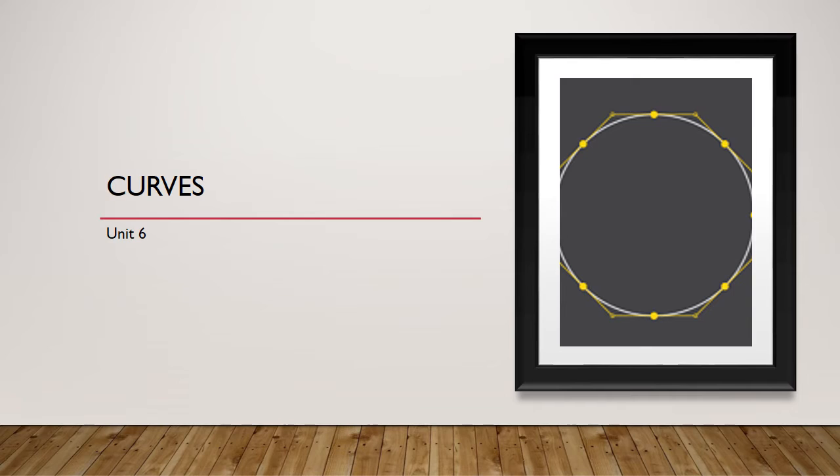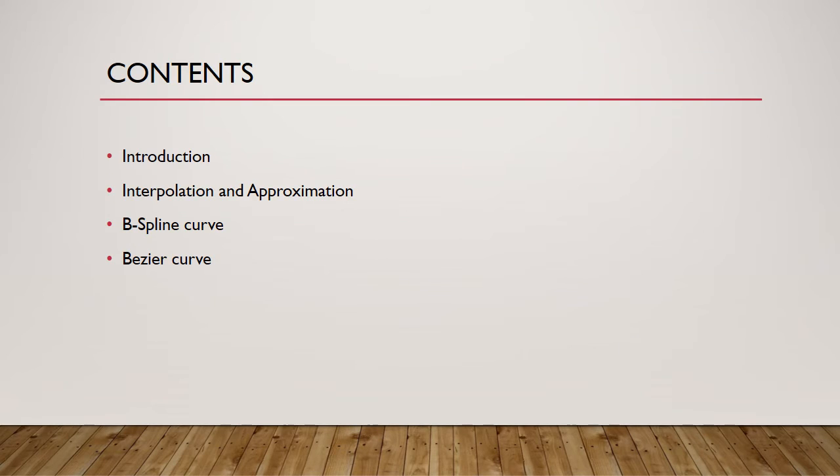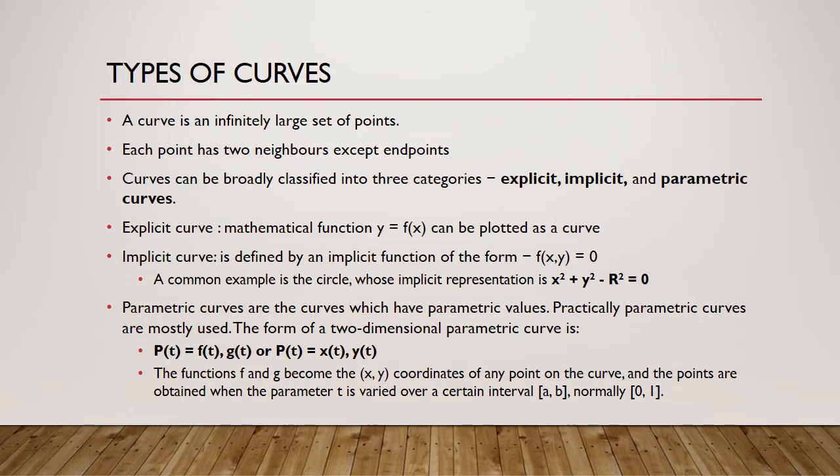Now coming to the next topic, curves. We have to know what the interpolation and approximation curves are, and in that we are going to study two kinds of curves: B-spline curve and Bezier curve. We have already studied how to draw circles, so you can follow the circle drawing method to draw a curve. There are explicit curves, implicit curves, and parametric curves.